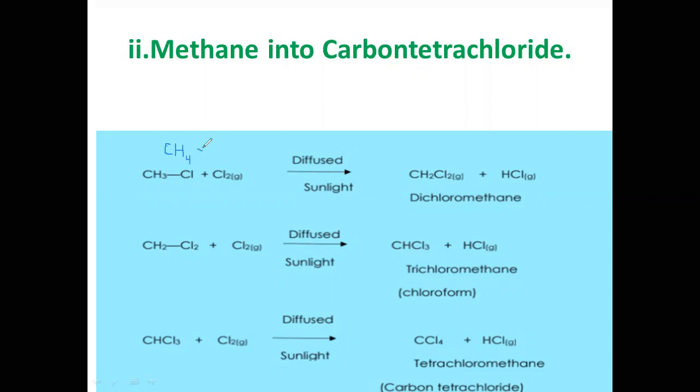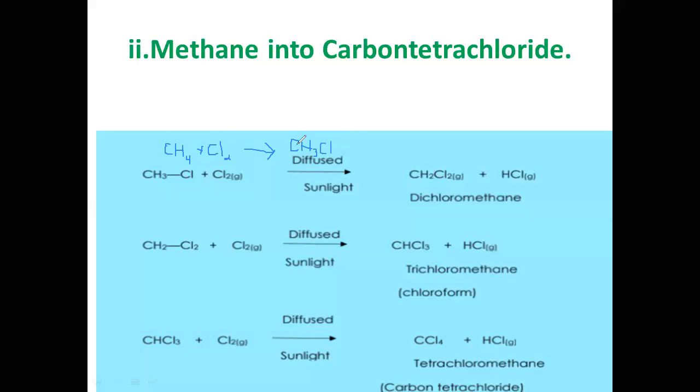So when methane reacts with the chlorine molecule in diffused sunlight, one of the hydrogen atoms of methane will be replaced by the halogen atom. So it will give us the product CH3Cl, because one of the hydrogens of methane will be replaced by the chlorine atom, and now we have three hydrogens left with the replacement of one hydrogen by chlorine atom.